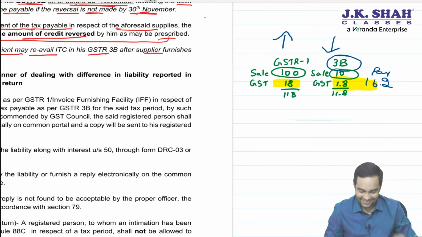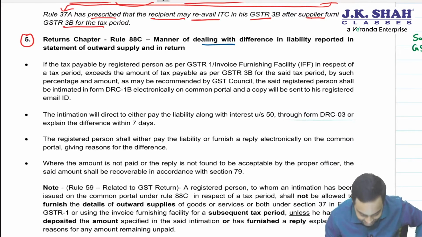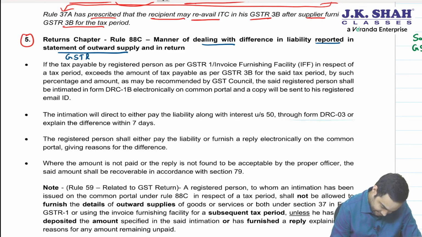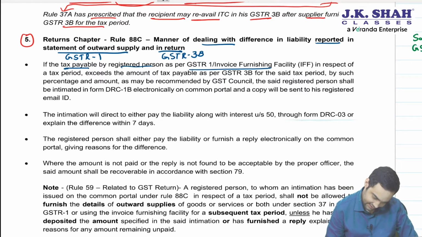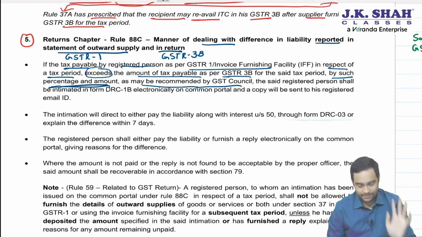Let's have a look at the provision. Rule 88. Manner of dealing with difference in liability reported in outward supply. This is GSTR-1, and in the return, this is GSTR-3B. Let's see. If the tax payable by a registered person as per GSTR-1 or IFF in respect of a tax period exceeds the amount of tax payable under 3B by such percentage and amount as may be recommended by the GST Council. Now this such percentage and amount is not yet recommended.